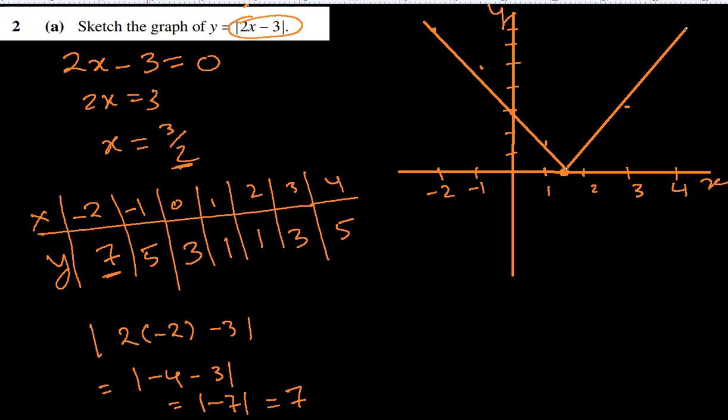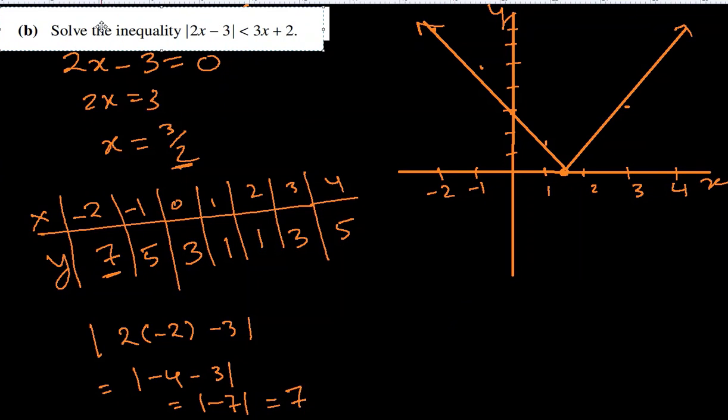This is the likely graph. My scale may be off here or there, but this is the shape we have to draw. Let's see what the B part says.